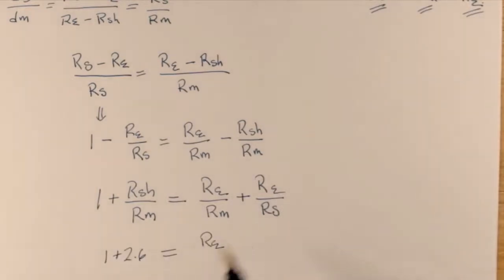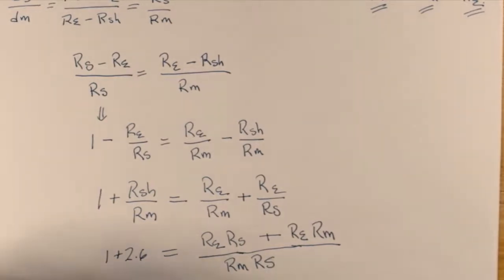Now, wait a minute. Before we go much further, let's go ahead and get a common denominator here. So how would we do that? Well, the first thing we would do is say the radius of the Earth times the radius of the Sun plus the radius of the Earth times the radius of the Moon. And we can put both of these over the radius of the Moon times the radius of the Sun. Now we're ready to finish this up.